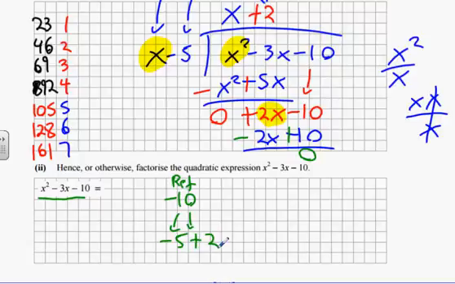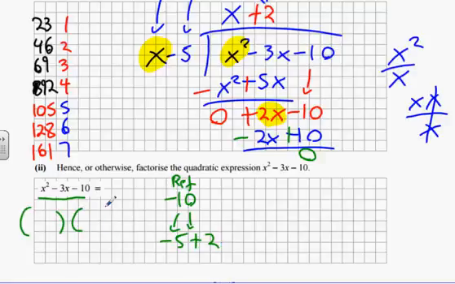If you use 7, I assume 5 by 7 is not 10. Sir, I don't understand. How is that going to make minus 3x? What's minus 5 plus 2? Minus 3. Let me show you.